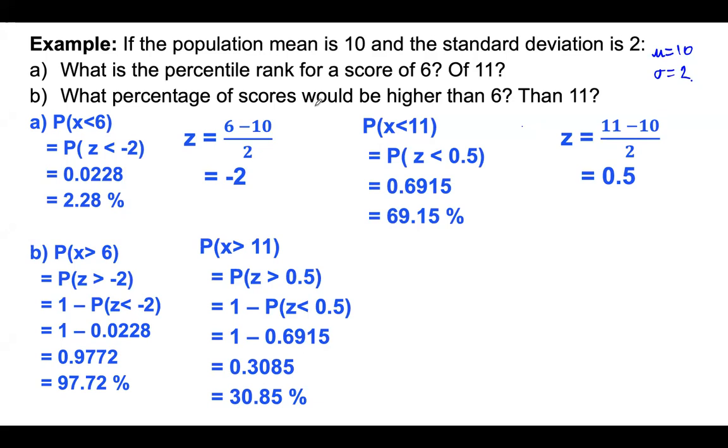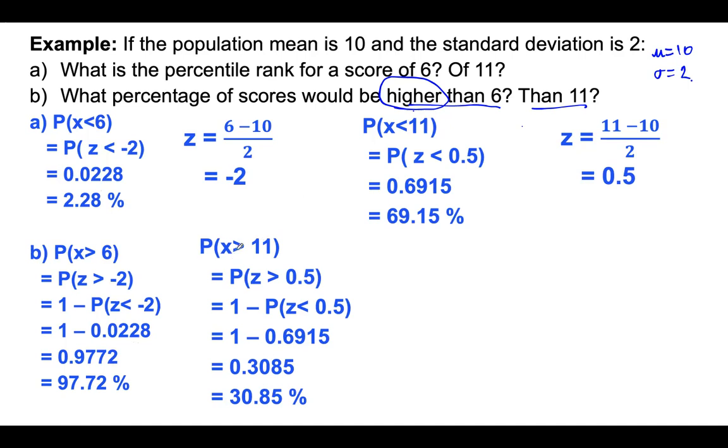So what percentage of scores would be higher than 6 and 11? For it to be higher, the keywords matter: understanding whether the inequality is less than or greater than. If it's greater than, this would again be transformed into the z-score, 1 minus the probability of z being less than negative 2. We just calculated this from part A, which is 0.0228, and this would be higher. This would be the other side. And you can see if you added this and this together, you would be equal to 1.